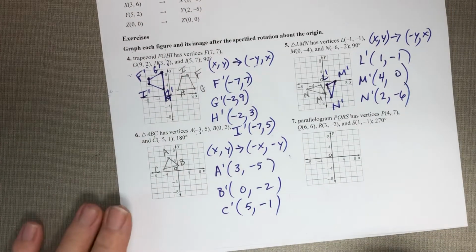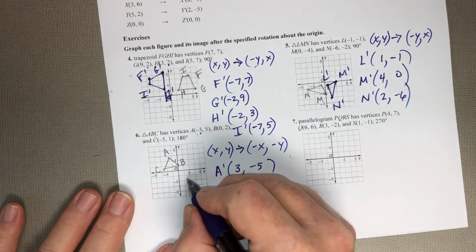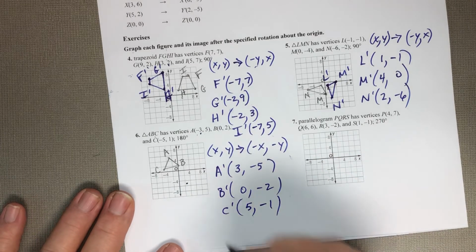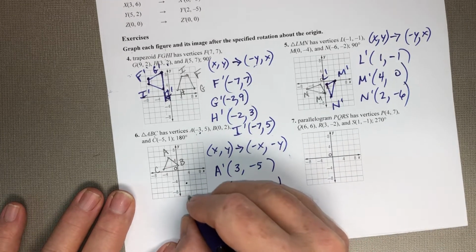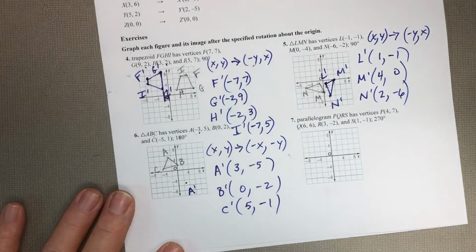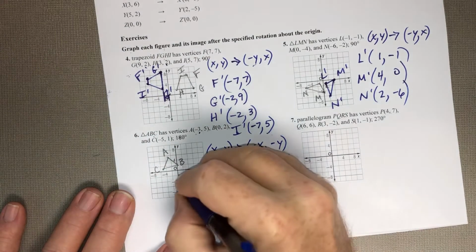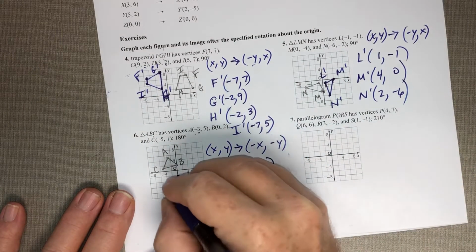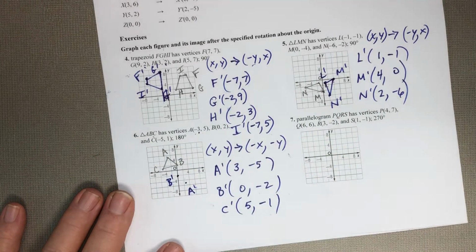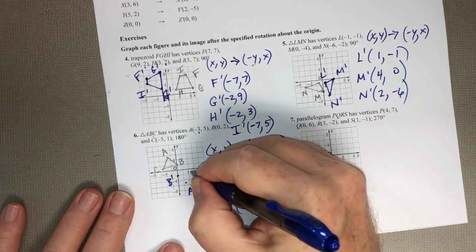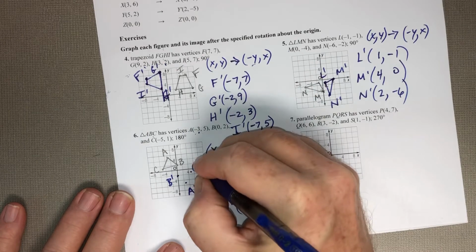And then I'll just plot those points. 3, negative 2, 4, 5 is in the center of that box right there. That is point A prime. Okay, 0, negative 2 is that point right there. That will be point B prime. And then 5, negative 1 will be in the center of that one. That will be point C prime.